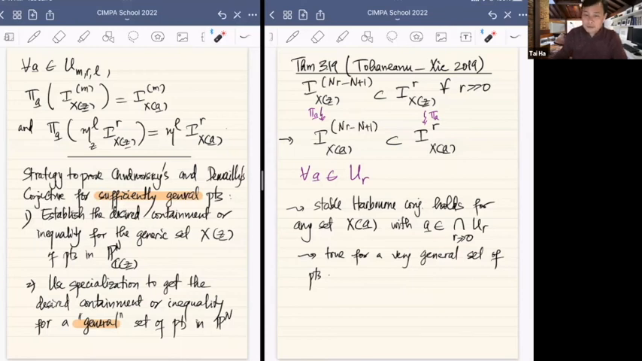Thank you very much, Professor Ha. Just one question regarding this stable Harbourne condition. Are you fixing the height every time? Well, yeah. So because I'm fixing the ambient space, right? So we are looking at a set of points inside P^n. So for a set of points inside P^n, the big height is always n.